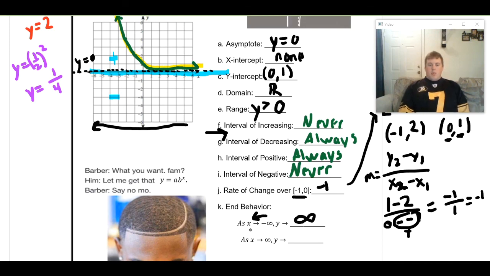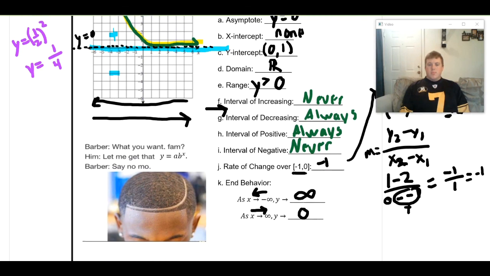Finally, on our last one, we want to know as x approaches positive infinity, so that means as we go the other way, as we move to the right, we want to look at our y value. This time our y value is approaching our asymptote, and we said at the beginning that our asymptote was going to be 0, so y is going to be approaching 0.